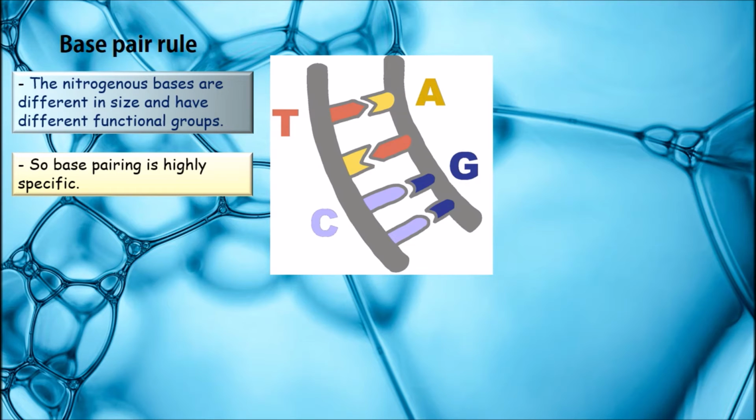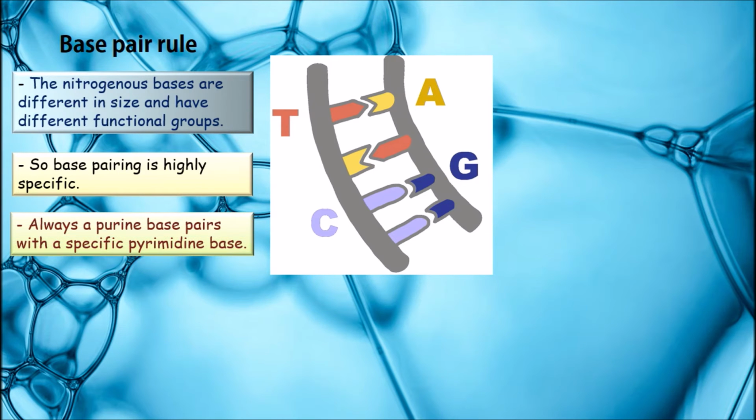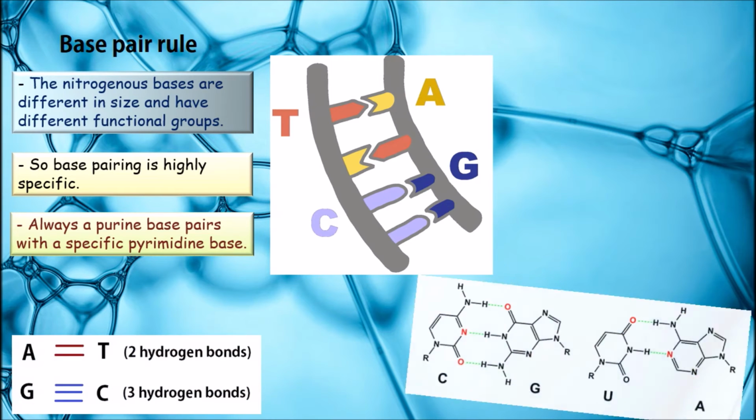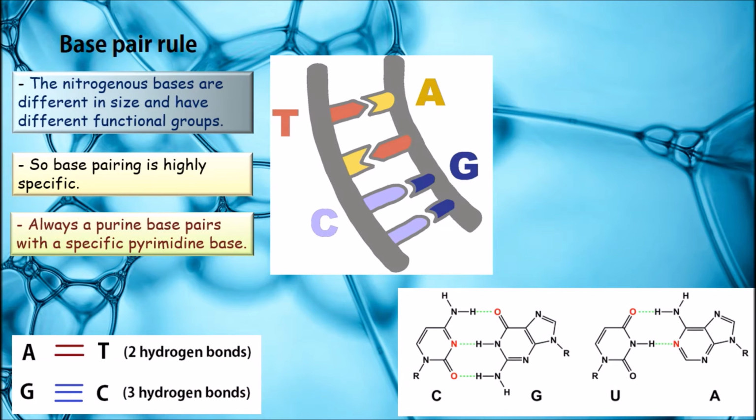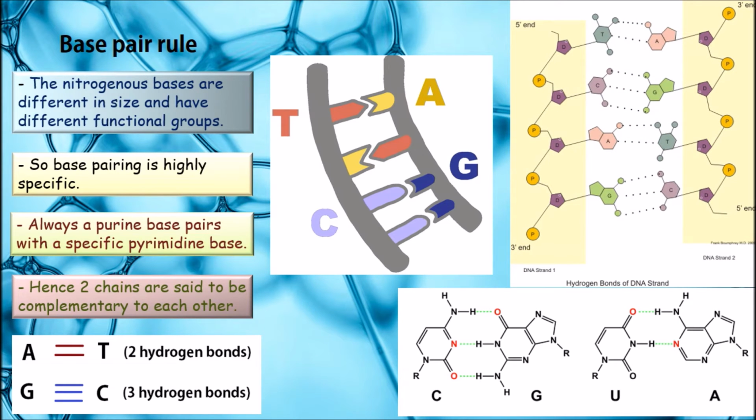Adenine can bond with thymine by two hydrogen bonds in a DNA molecule, and guanine can only pair with cytosine by three hydrogen bonds. Hence, two chains are said to be complementary to each other. Those pairs are known as complementary base pairs. In this original double helical structure, one complete turn consists of 10 base pairs.